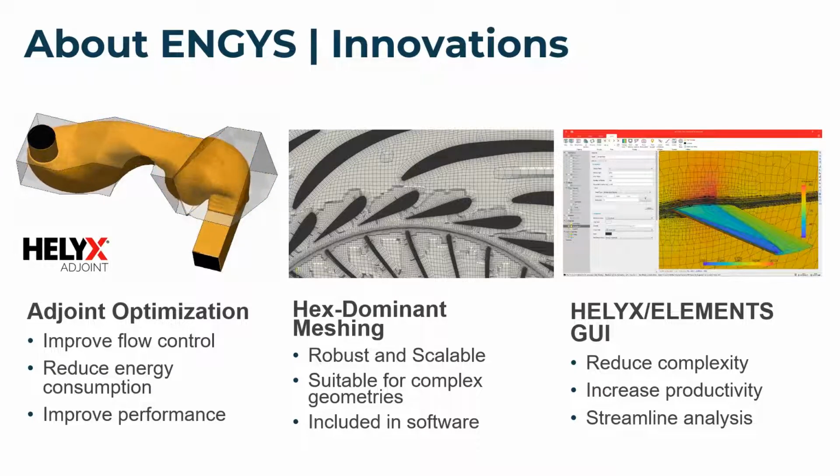Here we can find some innovations at ENGYS that can bring value to our customers. First of all, we have a continuous adjoint optimization module that enables flow control, reduces energy consumption by components, and improves the performance of the design.